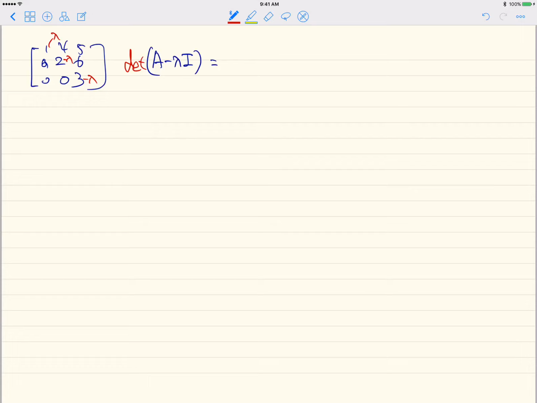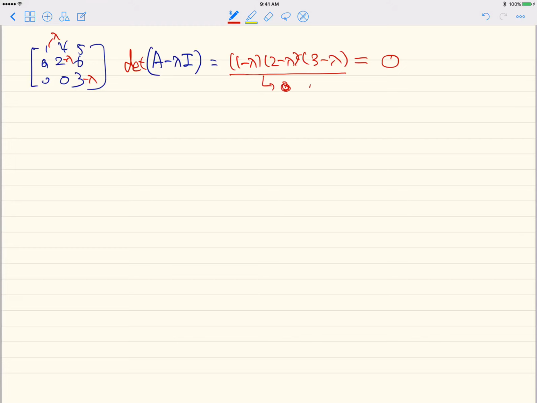And then what is the determinant of this guy? So the determinant of this guy, especially when your matrix is upper triangular, will become just the product of the diagonal entries. So it will become 1 minus lambda, 2 minus lambda, and 3 minus lambda. And it should be non-invertible, and it should be 0, right? And then this guy is a third order polynomial.